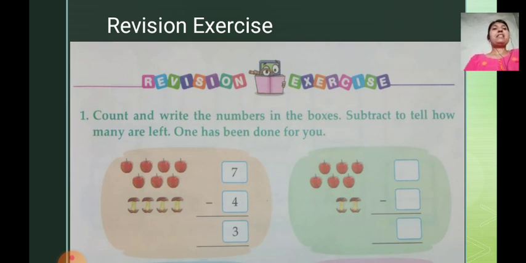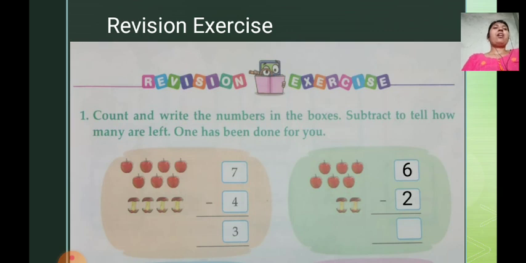Count how many apples are there? Yes. 1, 2, 3, 4, 5 and 6. There are 6 apples. So you will write the number 6 in the box. You have to write in your textbook. I am writing here. You have to copy down in the textbook. Now among these 6 apples, how many apples are eaten? 2. 1, 2. So write down the number 2 there.